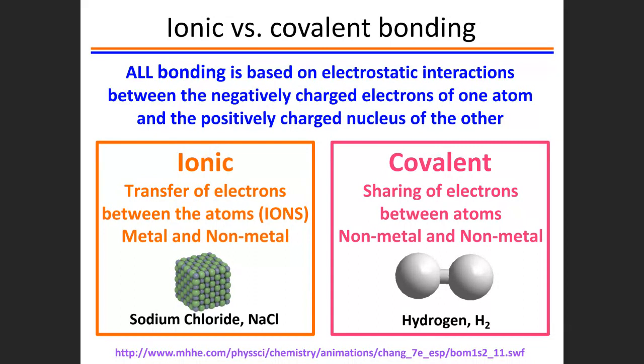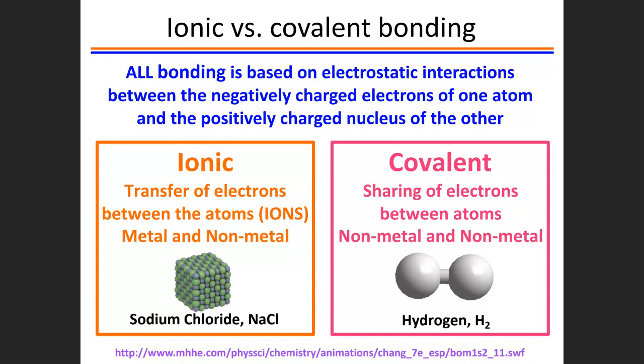So if you do the first shell 2, second shell 8, and third shell 7, that means if chlorine wants to be stable, it needs one more electron. So one electron from sodium goes here. This is how these two elements become stable and make a bond, and a new compound is formed. This is how an ionic bond is formed.